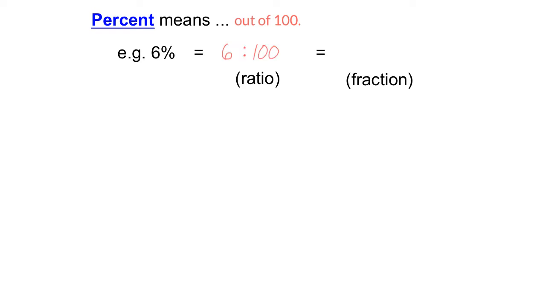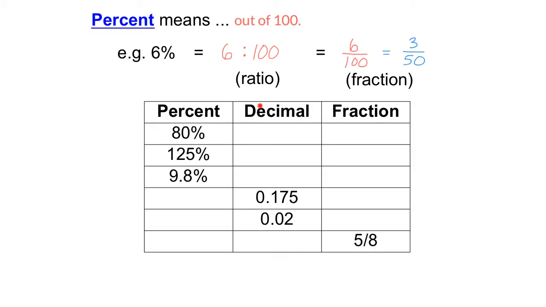So as a ratio, 6%, 6 compared with 100, so 6 to 100. That's how you can write it as a ratio. And you can also write that as a fraction, 6 out of 100. But not only that, you can reduce the fraction to lowest terms, which would be 3 out of 50, or 3/50ths. So you can write a percent as a ratio, you can write a percent as a fraction. You can even write percents as decimals and decimals as fractions, and you can write fractions as decimals and fractions as percents. You can change between percents, decimals, and fractions any which way you want. So that's what we're going to do right now.